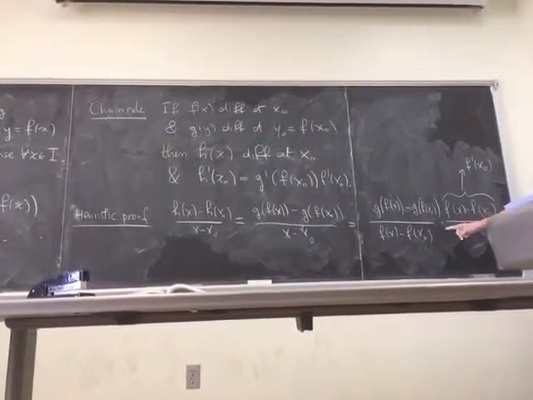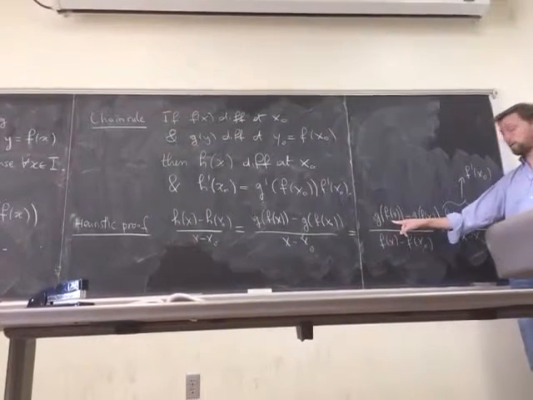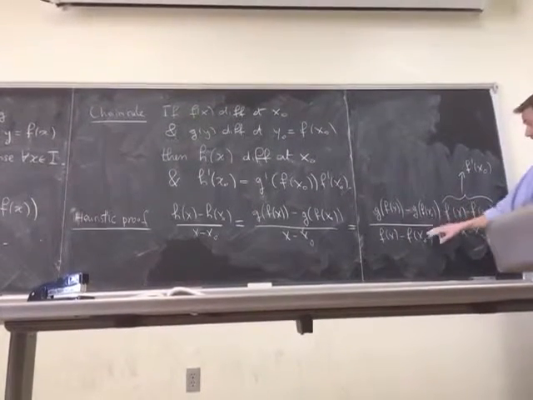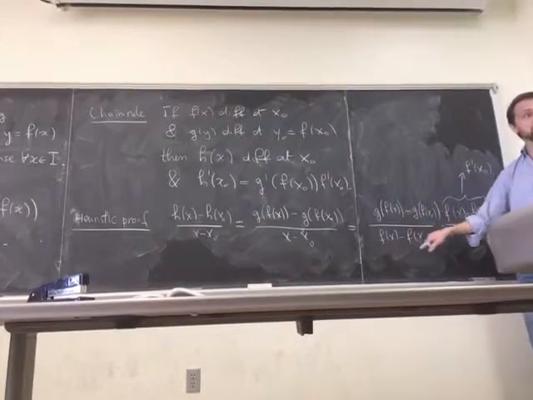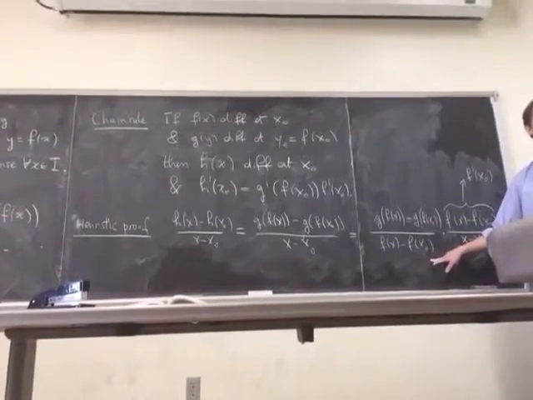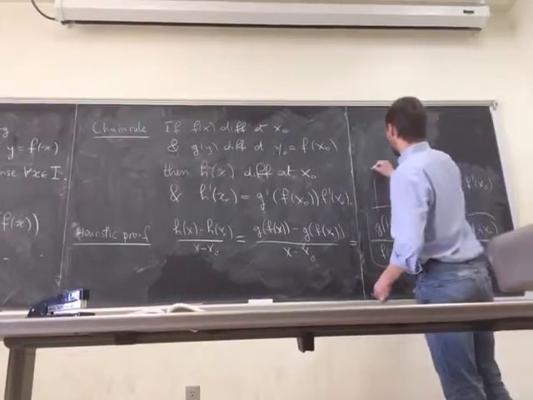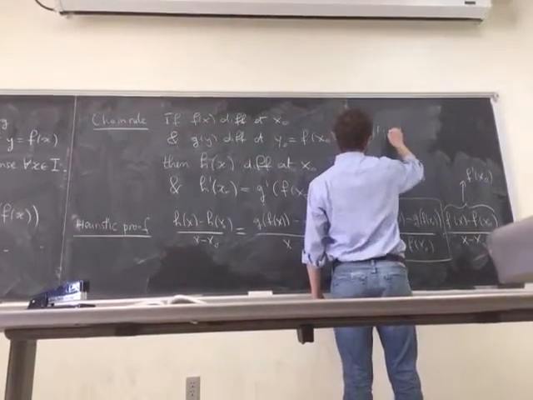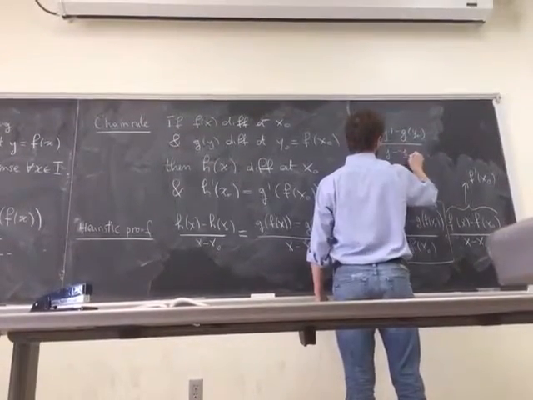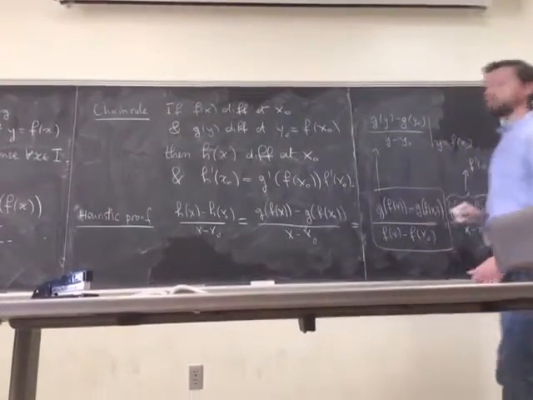Okay, what about the first guy? See here, I have g computed at a point minus g computed at y naught. And here I have that very same point minus y naught. This very much resembles an incremental ratio of g. So if you want, this whole block here, you could have written it as g of y minus g of y naught divided by y minus y naught, and computed at y equal to f of x.